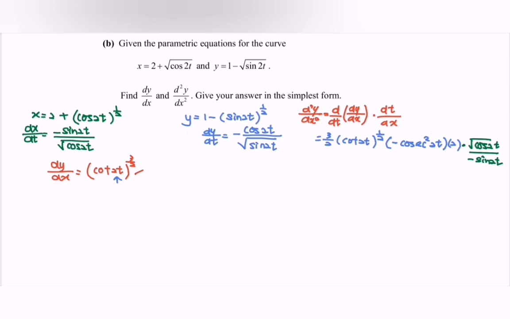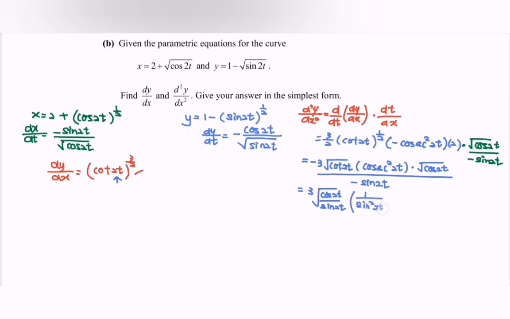Kindly rewrite the expression again. So we have the second derivative as negative 3 square root of cotangent 2t, multiplied by cosecant squared 2t, then multiplied by the square root of cos 2t over negative sine 2t. From here we have the 3, and then the square root of cos 2t over sine 2t, multiplied by 1 over sine squared 2t, multiplied by the square root of cos 2t over sine 2t.